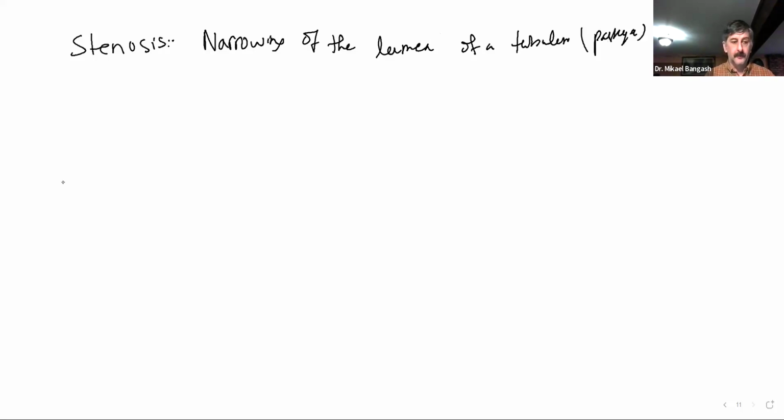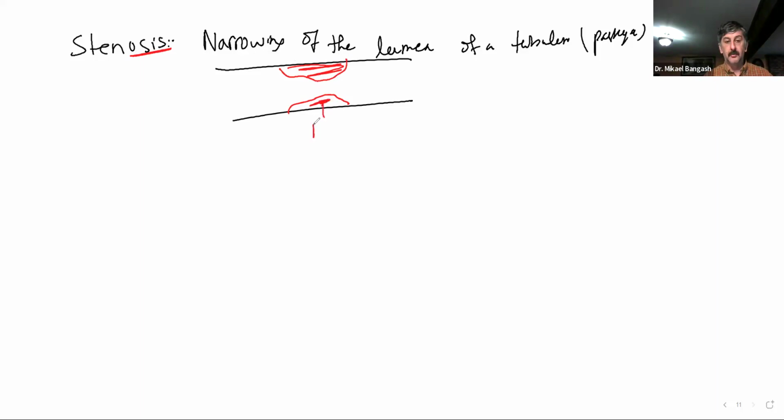So if, for instance, we had a blood vessel, and that blood vessel at any point is narrowed down, this is not something that normally will occur. Most likely it is due to plaques. That's the common reason.